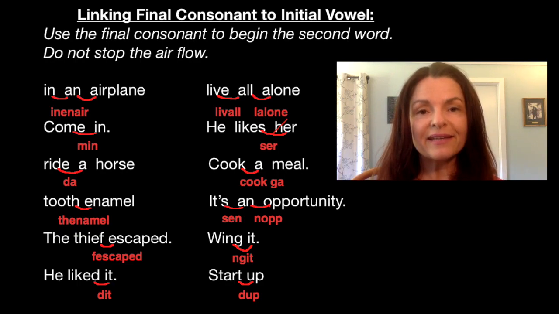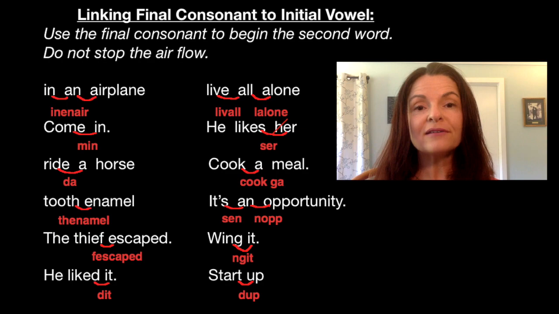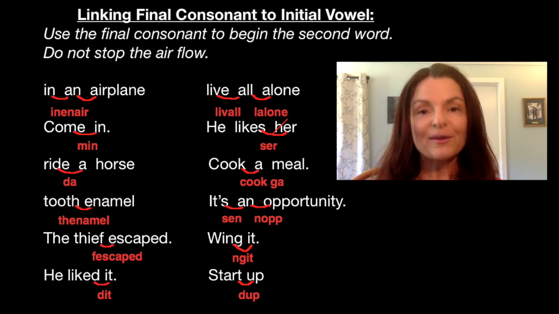In an airplane, in an airplane. Between in and an, I say inin, so that I'm saying nin. An changes to in because of the rhythm reduction, inin. And then I'll say nair, nairplane, in an airplane. So take a big breath into your lungs and let it all out. In an airplane, in an airplane.